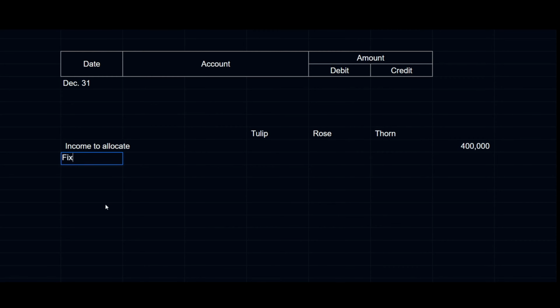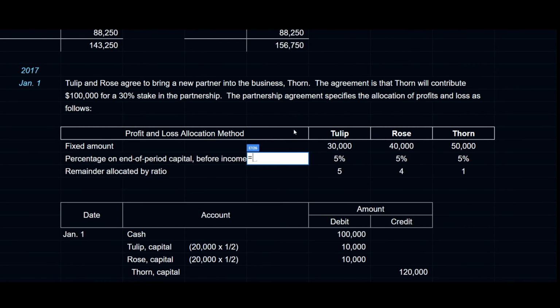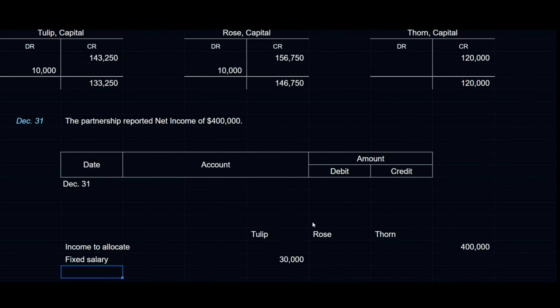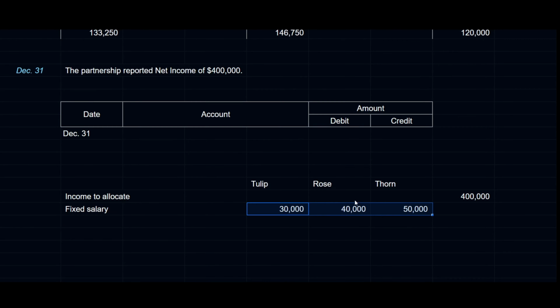The first item is the fixed amount, the fixed salary. It was as follows. I apologize for all the scrolling. 30,000 for Tulip, 40,000 for Rose, and 50,000 for Thorn. If we total that over here on the far right, we see that we have 280,000 left to allocate.